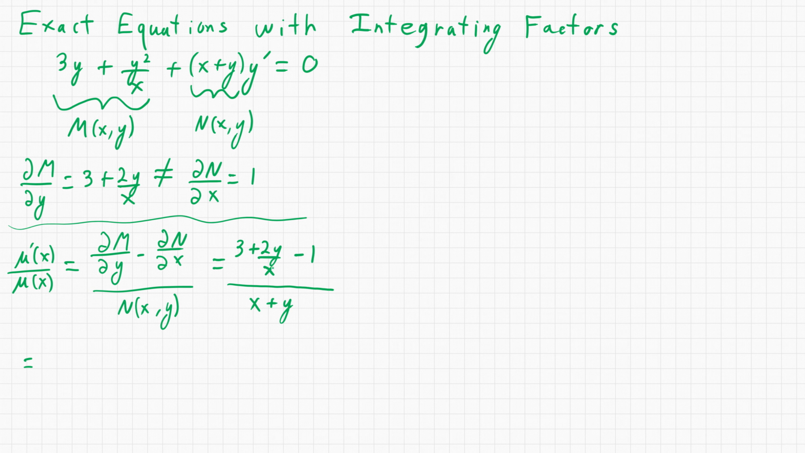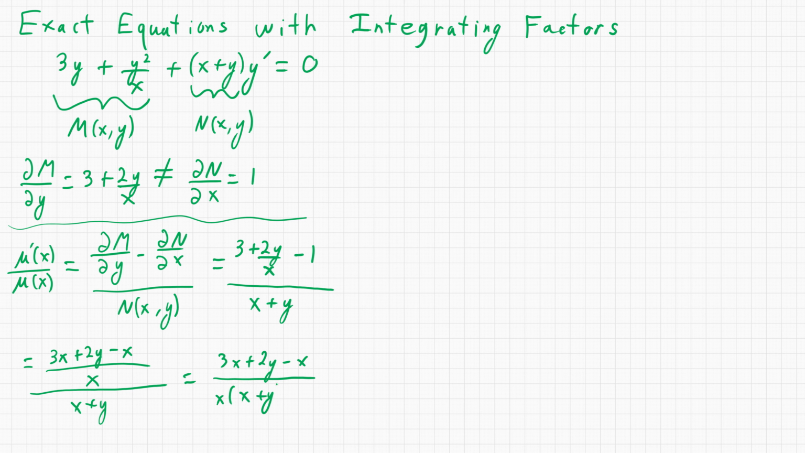So let's see, if I make a common denominator, I can have 3x over x, so the whole thing's going to be over x here. Then I have 2y over x. Then I have minus x over x. Then that's all over this x plus y. Well, I can simplify that fraction. I can make that into 3x plus 2y minus x over x times x plus y. And then from there, I'll have to continue.